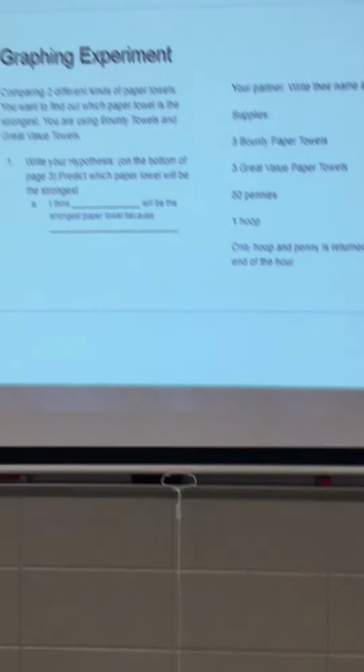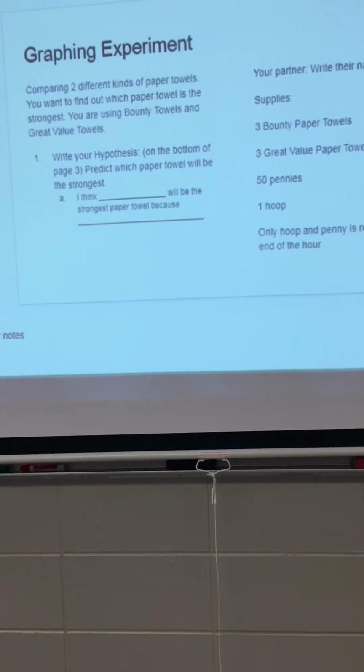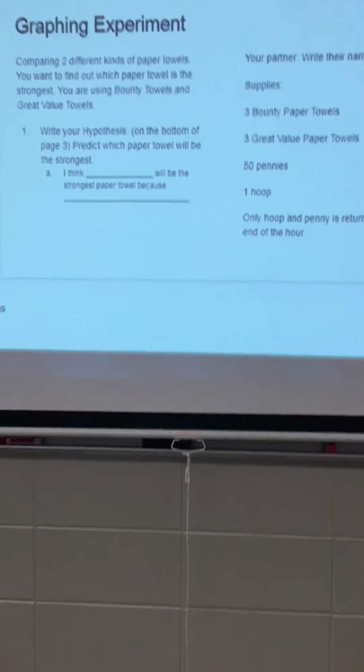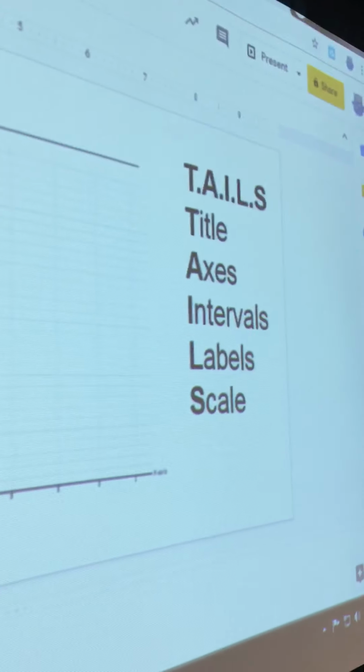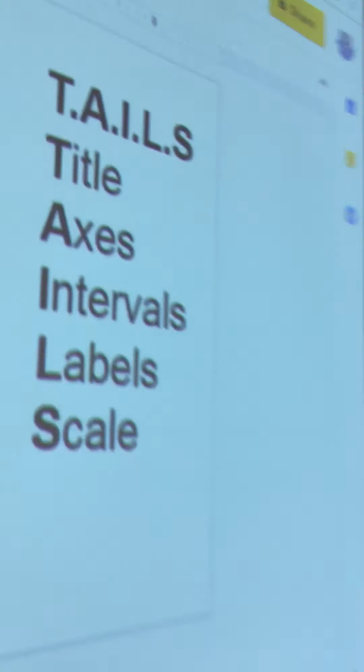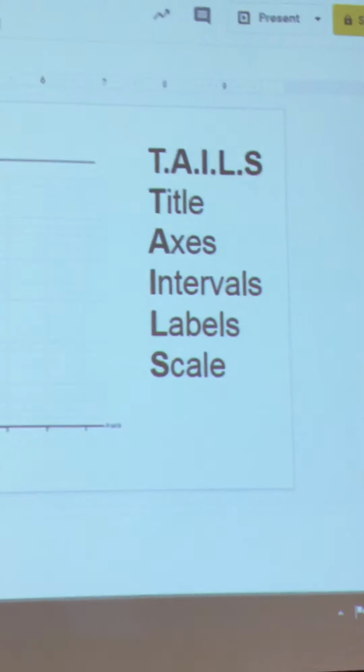Yesterday with most of the kids, or Monday and Tuesday actually, the idea of graphing and explicitly bar graphs was introduced, and that all graphs must have tails. And if you're wondering what tails are, well, let me show you. TAILS is an acronym for the kids, and TAILS stands for title, axis, intervals, labels, and scale. And I'm pretty sure I have a typo up there, sorry.